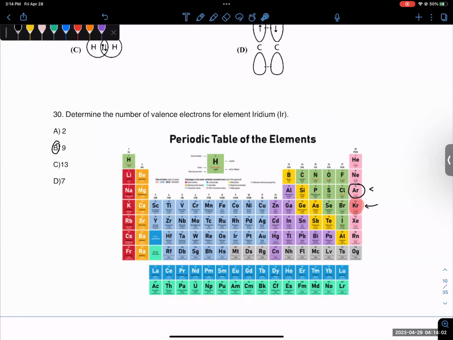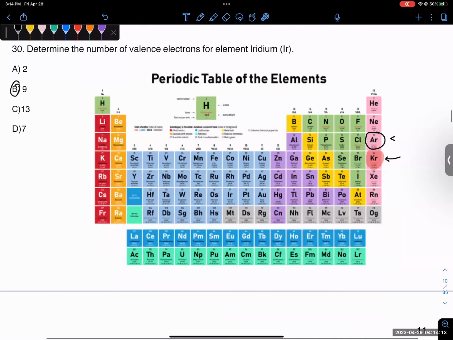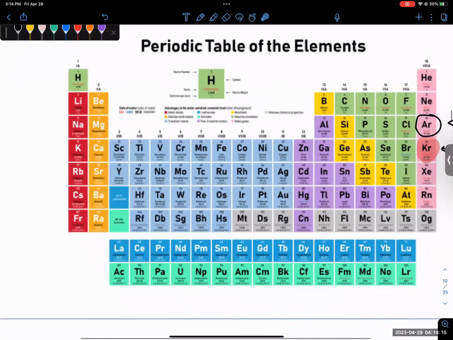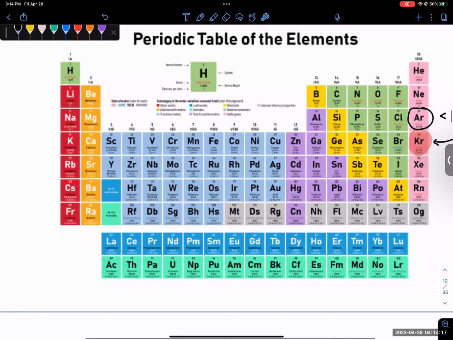So was it just coincidence that you got 9 valence electrons for iridium, even though at the top it says 9? Oh, maybe. I guess so, yeah. You're talking about these numbers, yeah. I see what you mean. If it numbers it just like that, it would be the number at the top. Is it always the case like that though?